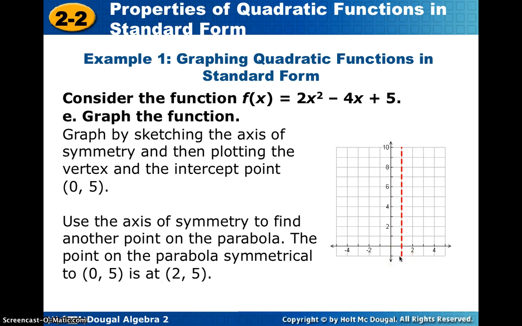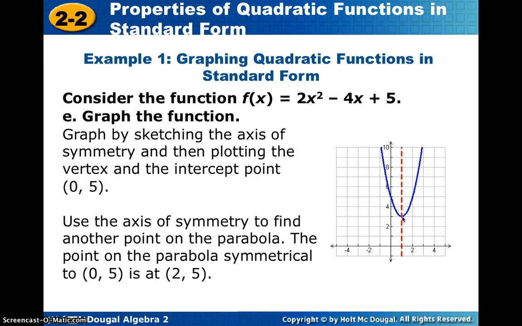We got 1 for our axis of symmetry, didn't we? So at 1, we're going to put a reflection line at 1. And then we found where the vertex was. We found the vertex to be at 1, 3. So that would be here, 1, 3, we put a dot.